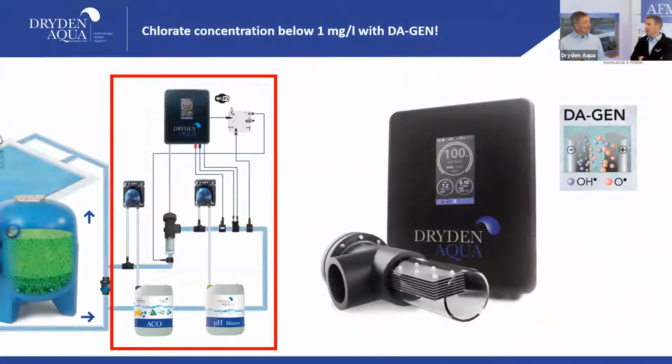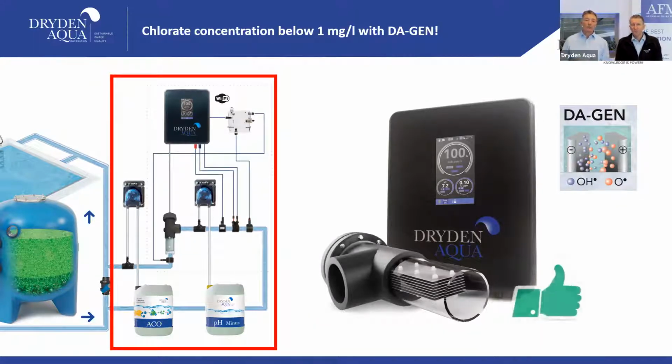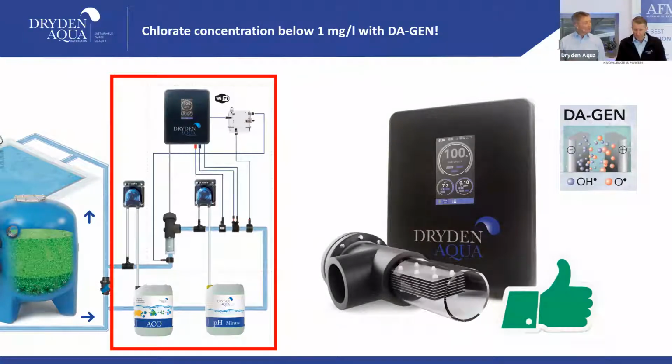And then, of course, with the Dryden Aqua generator, or DHN, chlorates will stay below 1 milligram per liter. Huh? We have not seen one case where we were more than 1 milligram per liter. This is just the perfect solution.